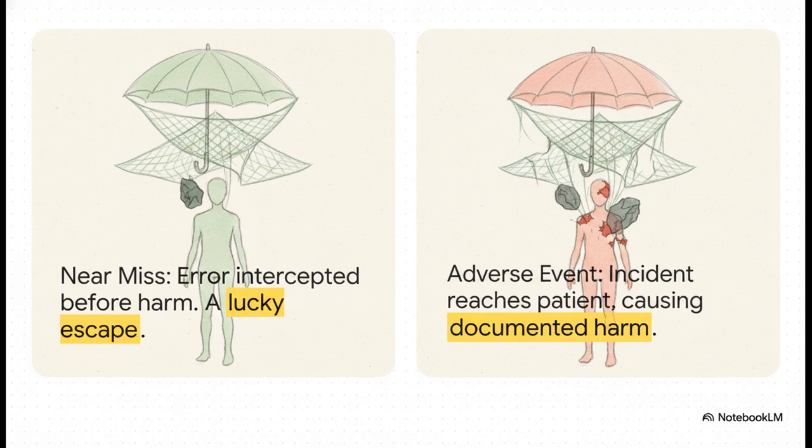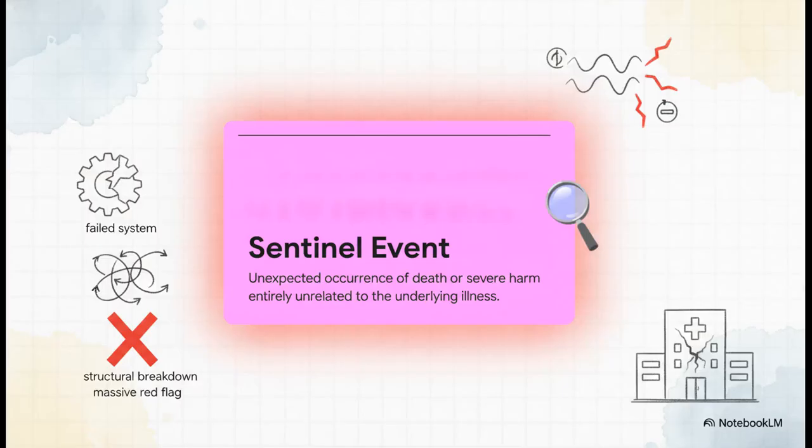But an adverse event? That means the mistake actually reached the patient and caused documented harm directly from the medical management itself. But then you have what's called a sentinel event. And this is vastly more catastrophic. If one of these happens, it demands an immediate root cause analysis, because it means the very systems built to protect people completely failed. A sentinel event involves death or severe, permanent harm that has absolutely nothing to do with why the patient was in the hospital to begin with. It is a massive, glaring red flag that the safety protocols are structurally broken.